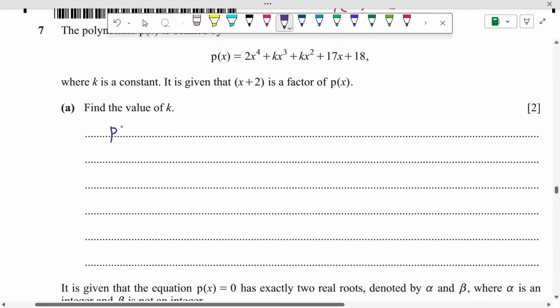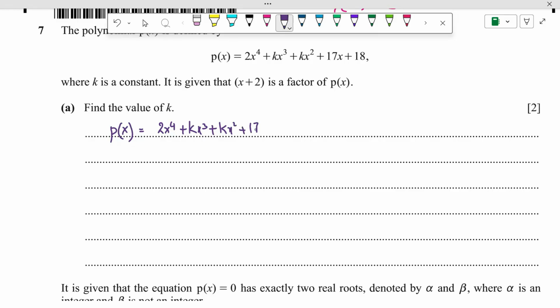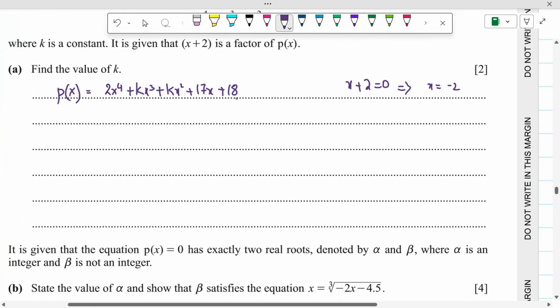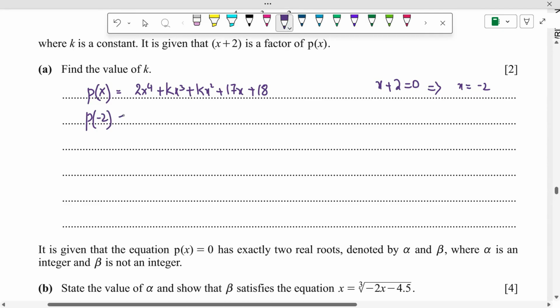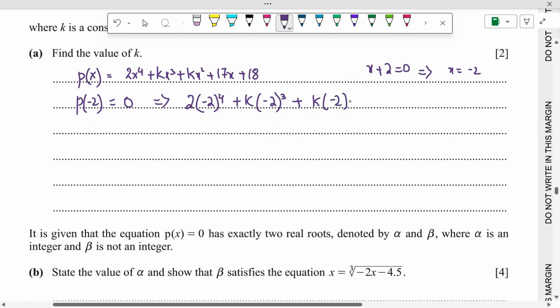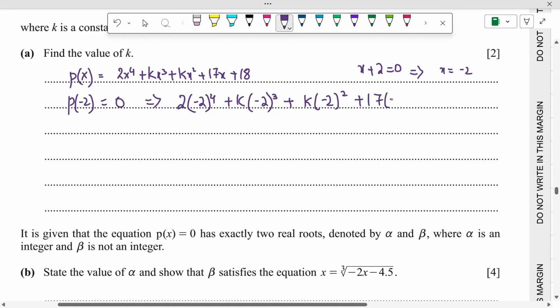So it is given that p of x is equal to 2x to the power of 4 plus kx cubed plus kx squared plus 17x plus 18, and the factor is x plus 2 equals 0, so x is equal to negative 2. Plugging x equals negative 2, we will have p of negative 2 equal to 0. So we will have 2 times negative 2 to the power of 4, plus k times negative 2 cubed, plus k times negative 2 squared, plus 17 times negative 2, plus 18 equals 0.